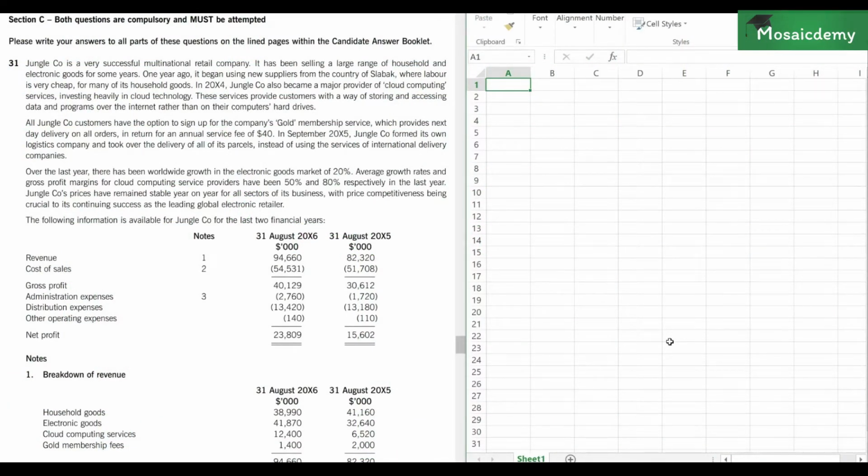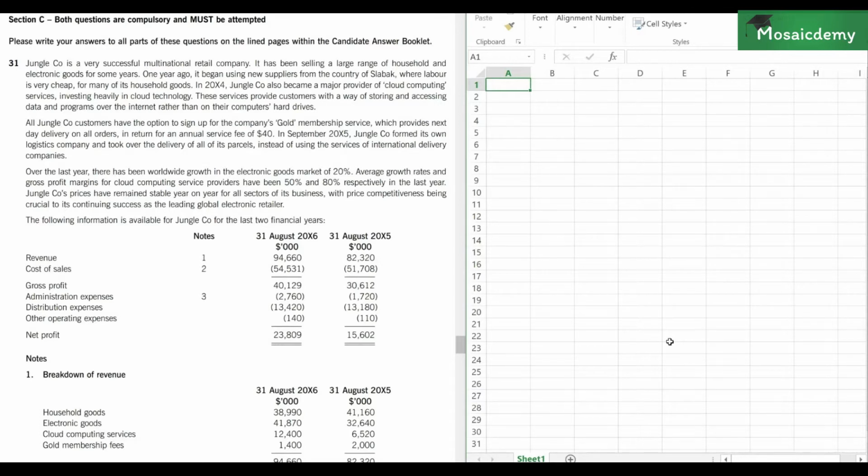So today we'll be attempting yet another past paper question for the ACCA Performance Management exam. The question we're doing today is from the September 2016 exam. It's the first question in section C for a company called Jungle Co. And the question is of a very commonly tested topic, which is the financial and non-financial analysis of a company.